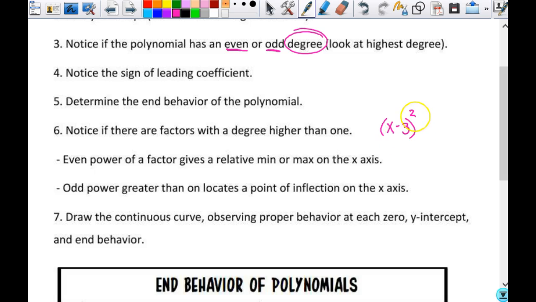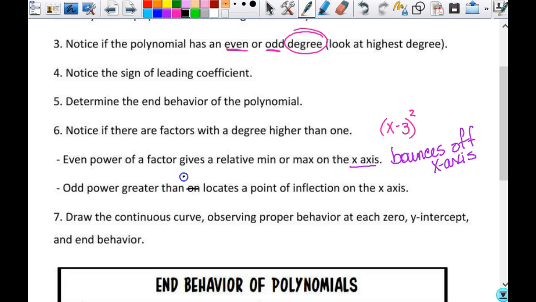So that particular factor has a degree of 2, right? So when even powers factor, they give you a relative min or max on the x-axis. Basically, it bounces off the x-axis. Bounces is what I was trying to write. Bounces off x-axis.